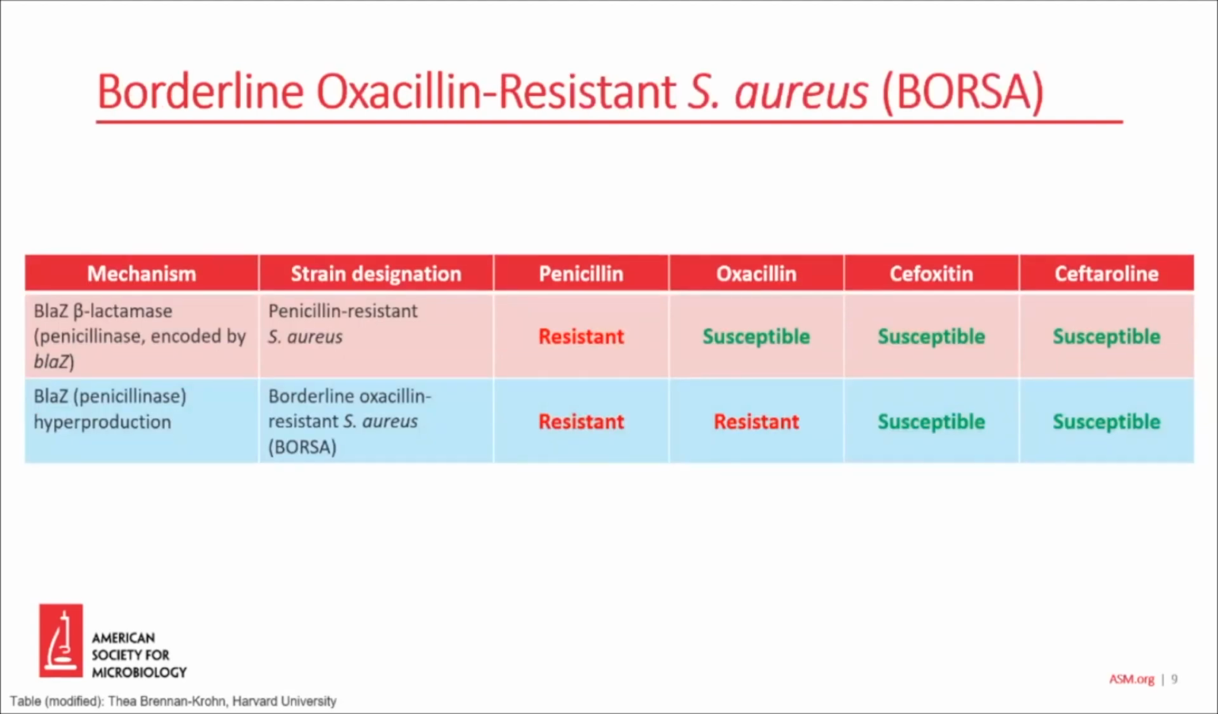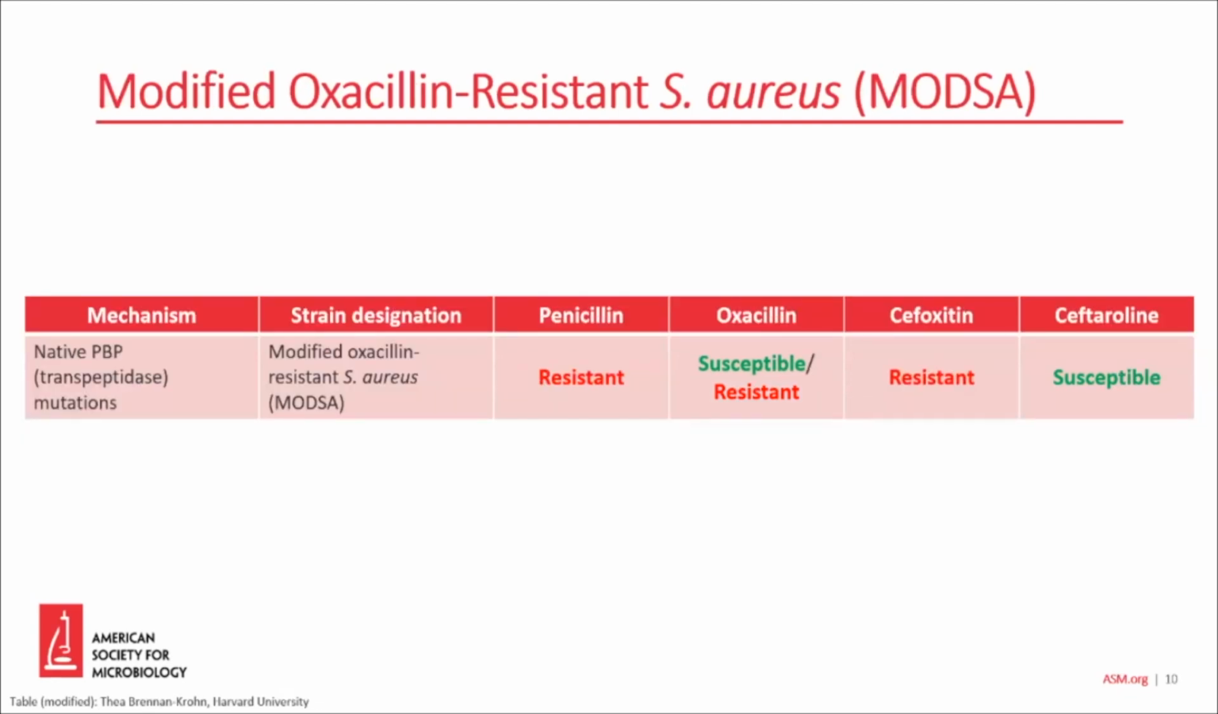There is this curious phenotype that we can see called borderline oxacillin-resistant Staph aureus, or BORSA, where we have hyperproduction of BlaZ that results in resistance to penicillin and oxacillin, but susceptibility to cefoxitin or ceftaroline. We also have another very interesting phenotype, which is rather rare, but it can be observed, called modified oxacillin-resistant Staph aureus, and that arises due to mutations in the native penicillin binding proteins associated with Staph aureus. The susceptibility profile is penicillin resistant, oxacillin has a variable result, cefoxitin is resistant, ceftaroline is susceptible.